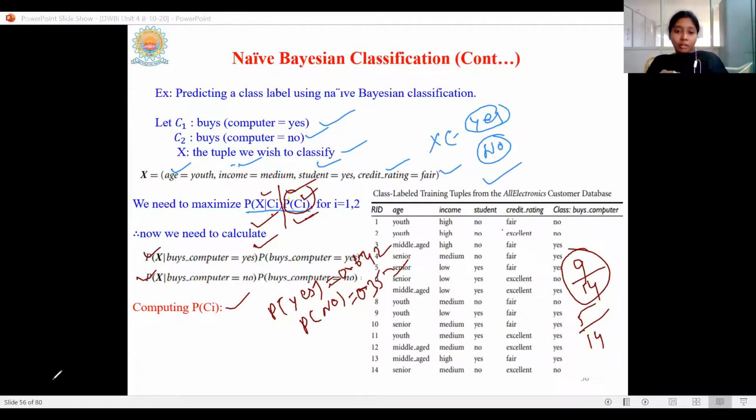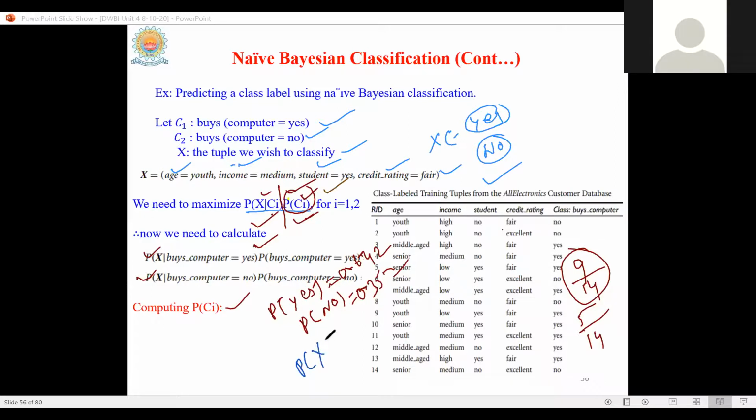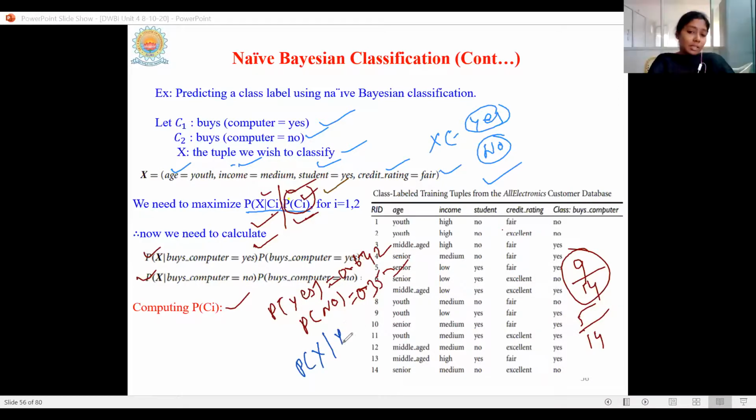So we are getting this part, right? Till now, we are getting this part. So what is the next task? Which value do we need to get next? P of X given Ci. X given Ci in the sense, S class we need to consider. Similarly, P of X given no class we need to find out. So we need to find these two, right?